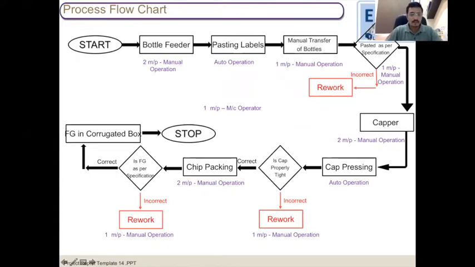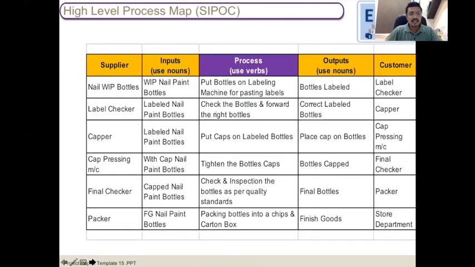But if you see here, the bottleneck operation was the manual transfer of the bottle, and this is the project which they have taken. And then it goes like, if you see here, a high level process map. So you have SIPOC, basically supplier, input, process, output, and customer. So who is your supplier? They've defined all the suppliers, nail WIP bottles. It would go into the WIP nail paint bottles.